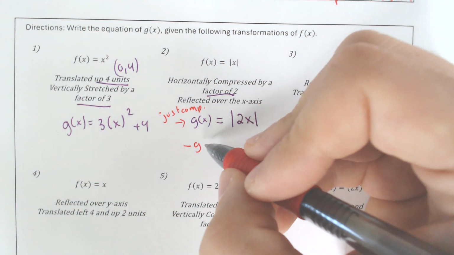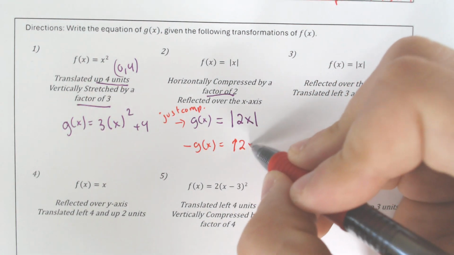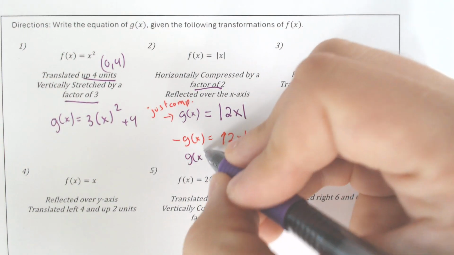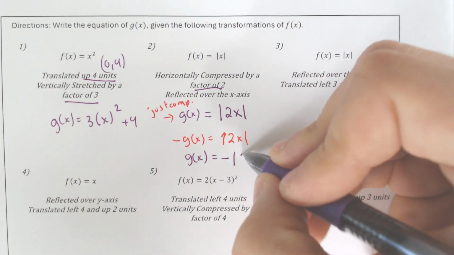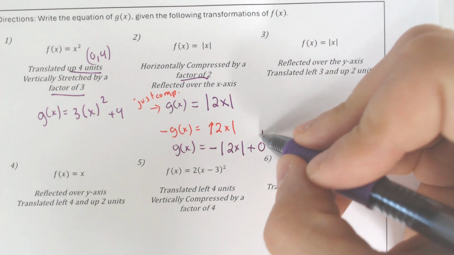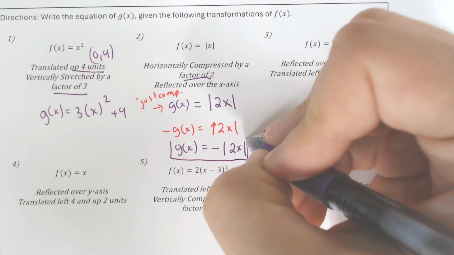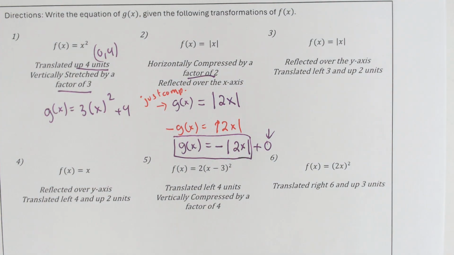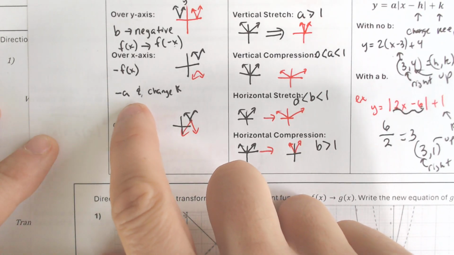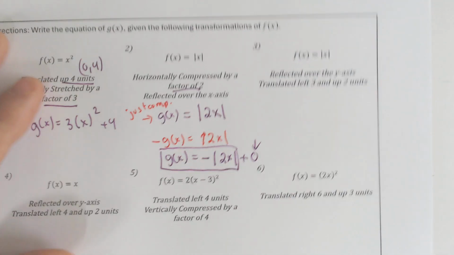Now, if we want to reflect it, we could do negative g of x is equal to absolute value of 2x. And then we can divide everything by negative 1, which is why g of x would equal a negative on the outside, then the 2x. If there was anything over here, that plus 0, that would also have to change the sign for it to reflect it over the x-axis. All right? So that's why when we have this one, when I wrote the note, we changed the value of a and changed the value of k. You got to distribute that negative.